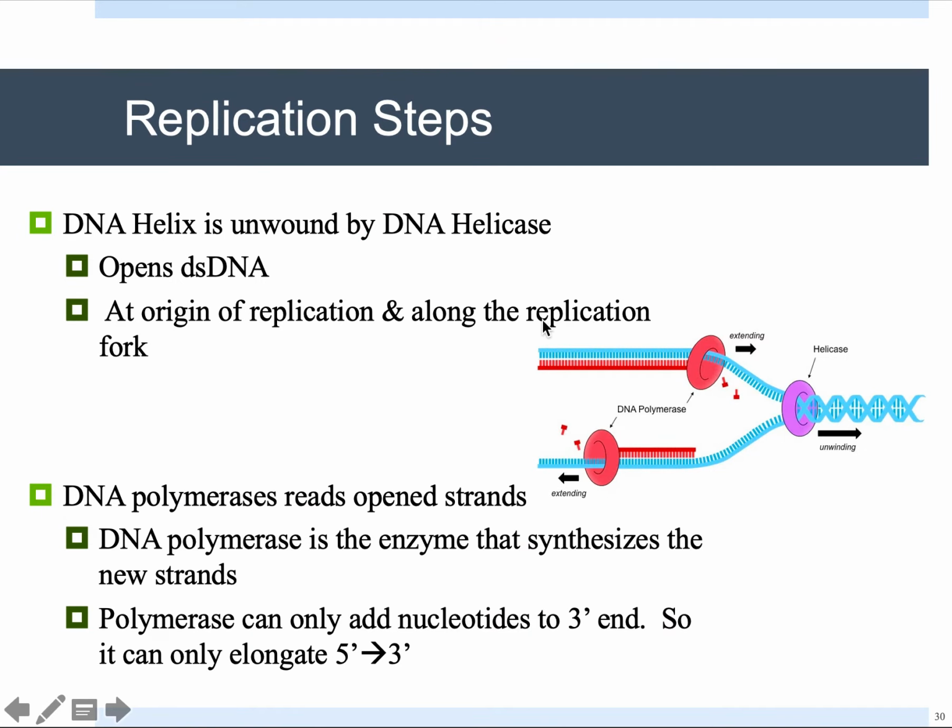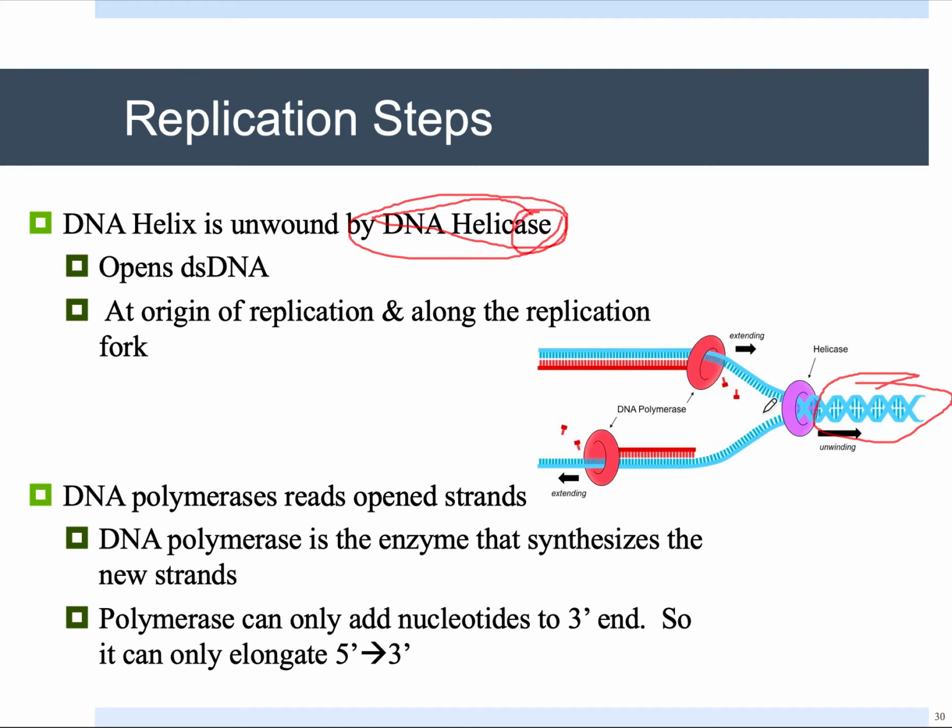Now, once that supercoiling has been removed, DNA still appears as a double helix. It appears still as a double helix like that, and so it has to be unwound. It has to be unwound, and then it has to be unzipped, and that process is catalyzed by DNA helicase. Remember, enzymes end in ASE, so DNA helicase does that.